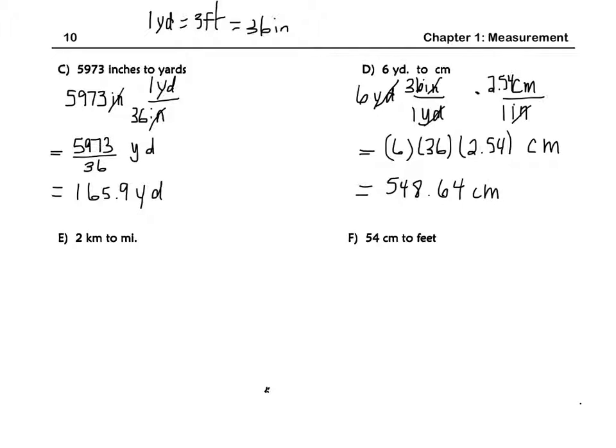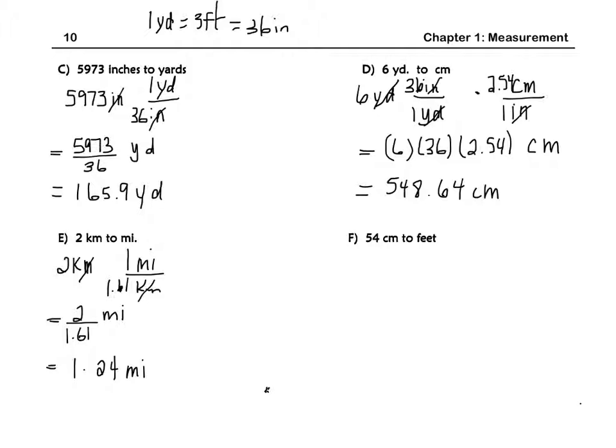The next example, 2 kilometers to miles. Well, we have a conversion factor for kilometers and miles, and we know that if we put the kilometers in the bottom, they'll cancel, miles in the top, and we know that 1 mile is 1.61 kilometers from our chart. So that means we've got 2 divided by 1.61, and the kilometers are going to cancel, and I'm left with miles. So 2 divided by 1.61 is 1.24 miles.